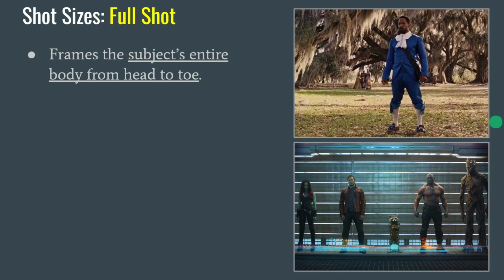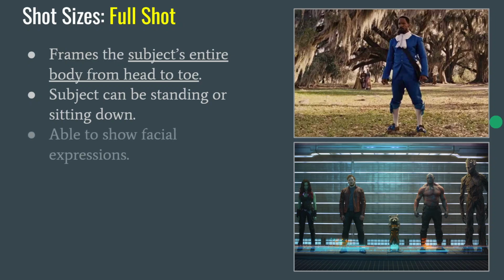We still want to show about the whole body, but we're getting a little bit closer, and the subject can be standing up or sitting down. The subject doesn't always have to be standing up tall in a standing position. You can have them sitting down in a chair. Again, as long as their entire body is being shown in the shot and it's not blocked, then that would qualify as a full shot.